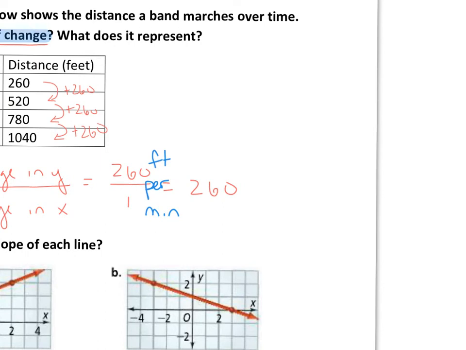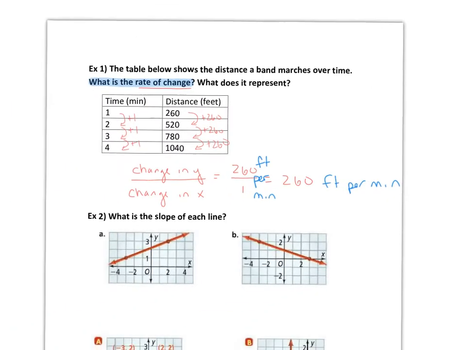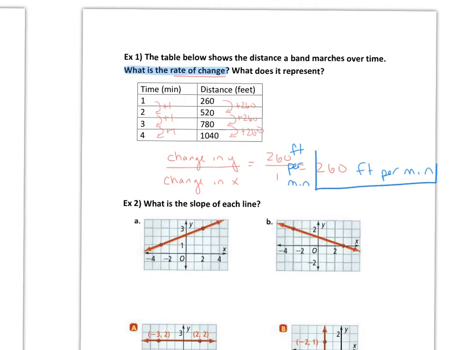So it's going to be 260 feet per minute. Okay, and that is going to be your answer right here. Now what does this mean? When it's asking what does this mean, well, since we're talking band distances and how much they march, they're marching 260 feet for every minute that they march. So that's kind of where we are already working on linear, and that's how it's all connected to slope.